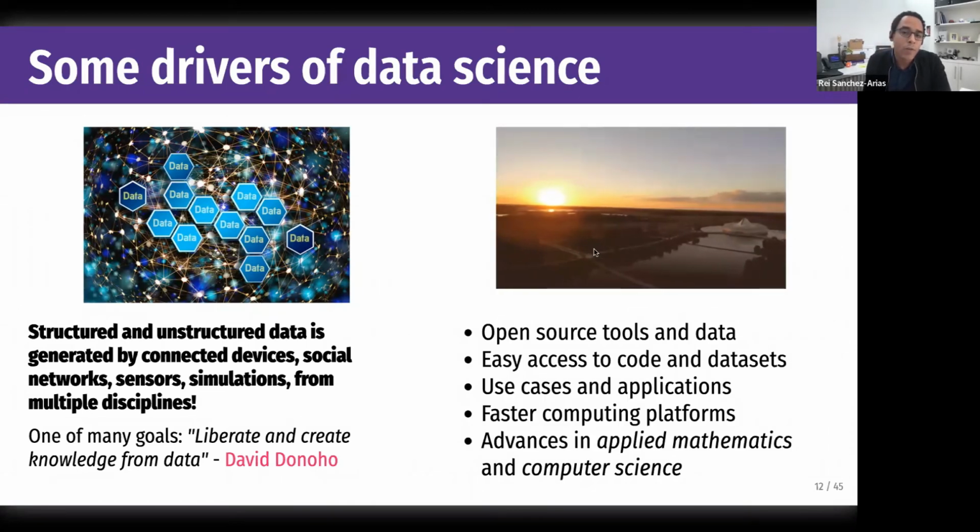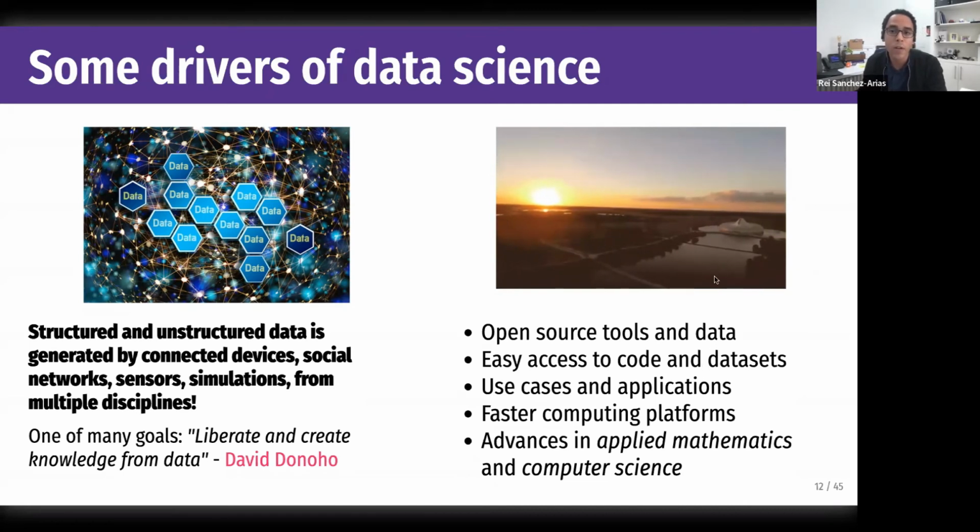And of course, other drivers include the fact that we have access to open source tools. We have easy access to code and data sets. There are many use cases and applications. Every week there's a new one. We, of course, are fortunate to have faster computing platforms and access to cloud computing resources. And despite all of that, there have been great advances in applied mathematics and computer science that have given the field of data science the strength that's needed to have the impact that it's having nowadays.